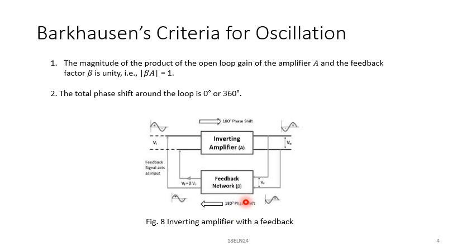This condition is called the Barkhausen criteria for oscillation. If it satisfies both the conditions, then my circuit is acting like an oscillator.